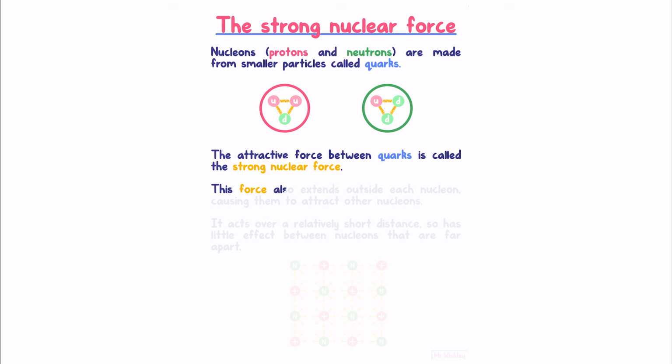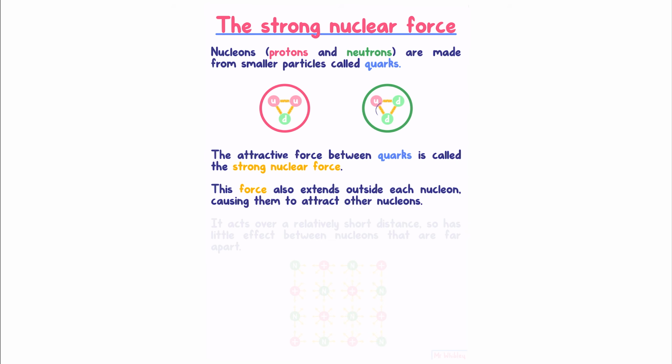The strong nuclear force. Nucleons, which are protons and neutrons, the things that reside in the nucleus, are made from smaller particles called quarks. For example, a proton is made up of 2 up quarks and 1 down quark, and the neutron is made of 2 down quarks and 1 up quark. The attractive force between quarks is called the strong nuclear force. This force also extends outside each nucleon, causing them to attract other nucleons.